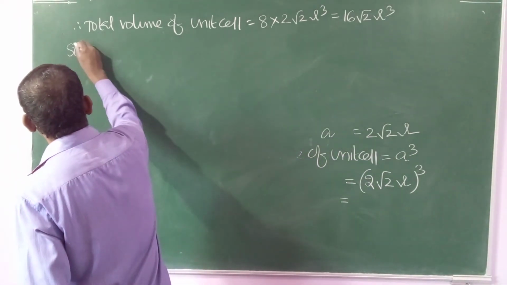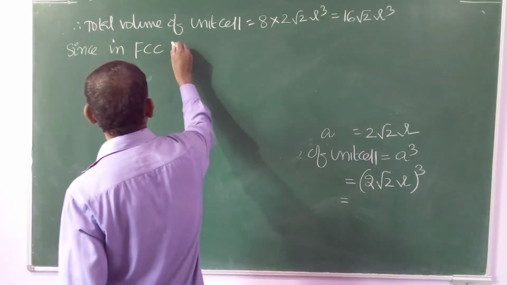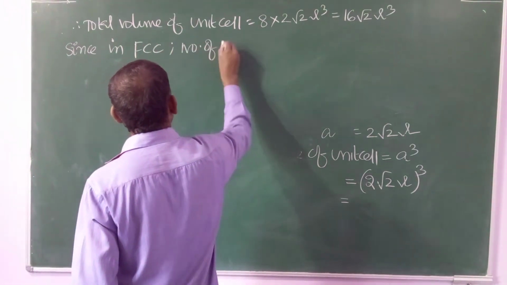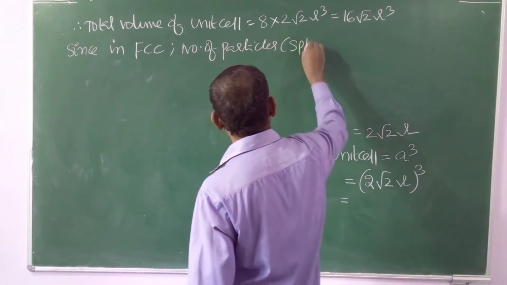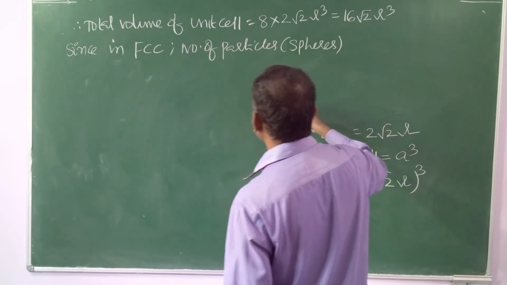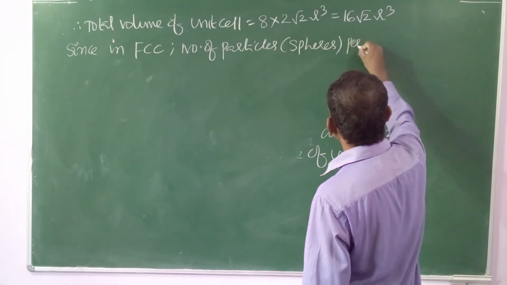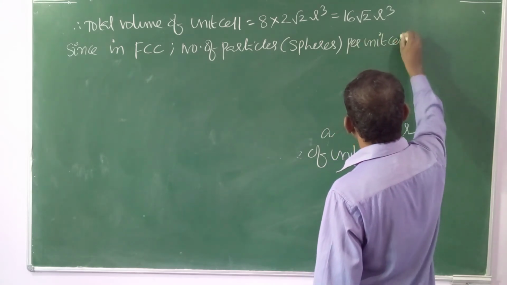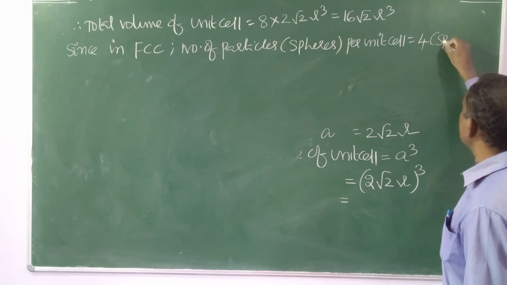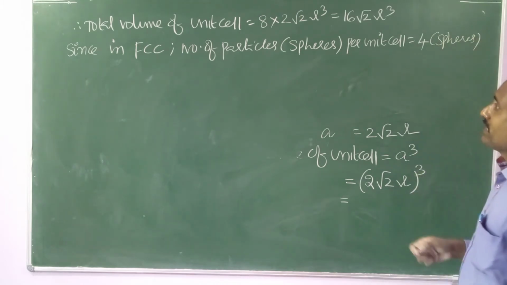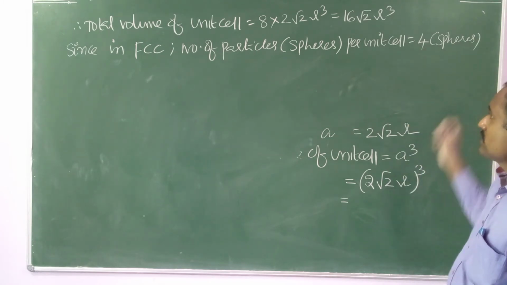Now since in FCC, particles are nothing but spheres. In FCC number of particles per unit cell equals 4 particles. 4 particles are nothing but 4 spheres.